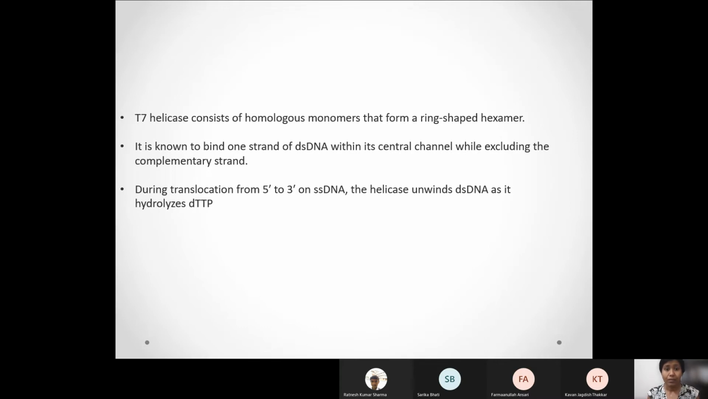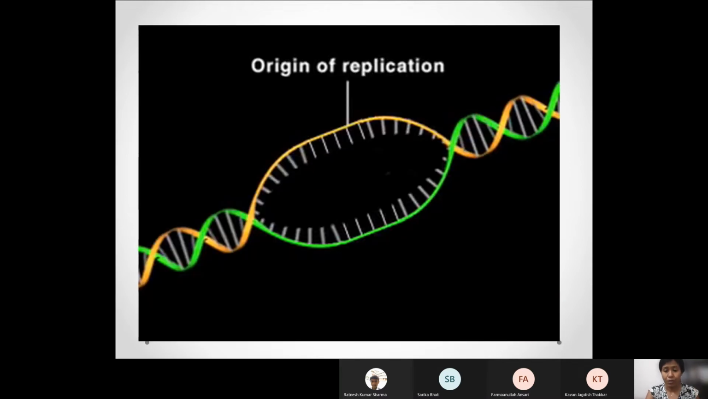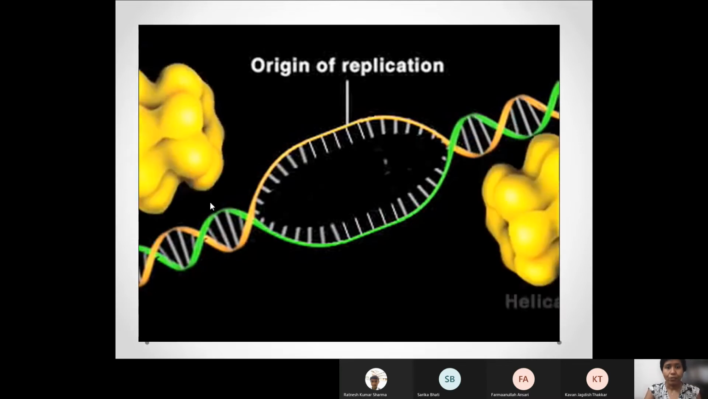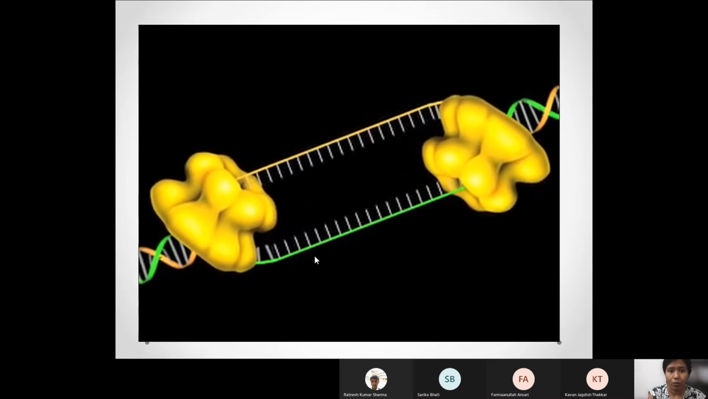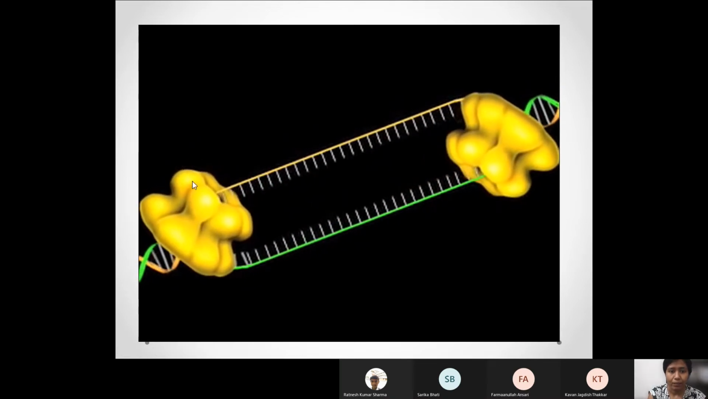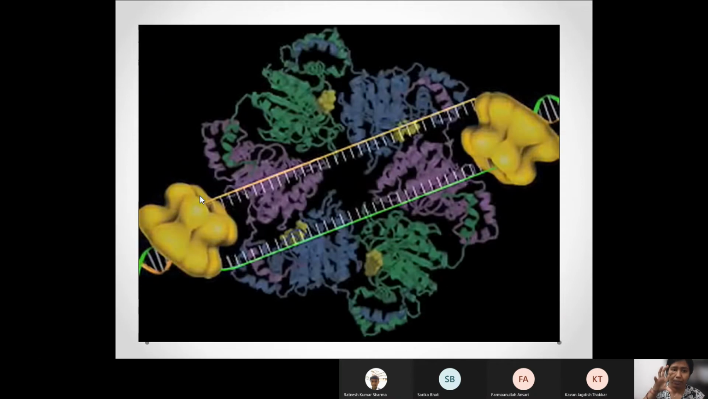Now, T7 forms a ring-like hexameric structure, and we will see how this ring-like hexameric structure works in this video. So, play this video. I think with this, I'll stop the class for today. So here is your fork, and the T7 hexamer has loaded onto the fork.